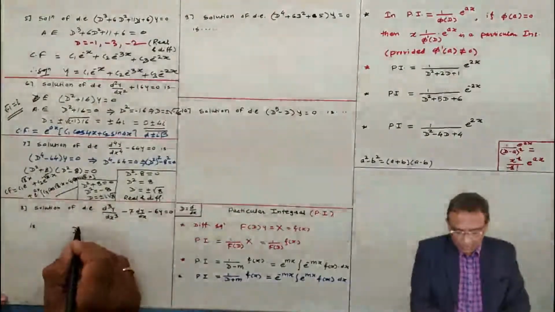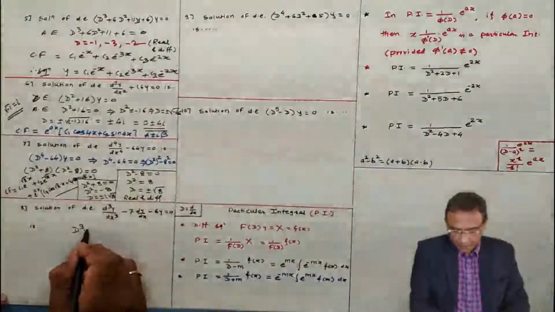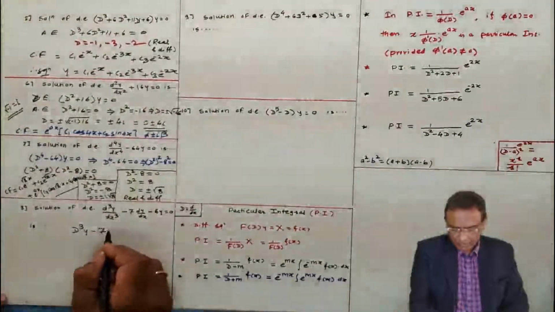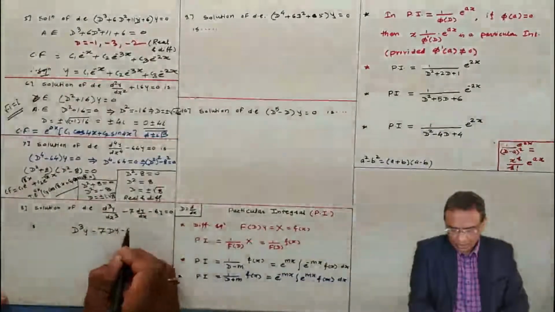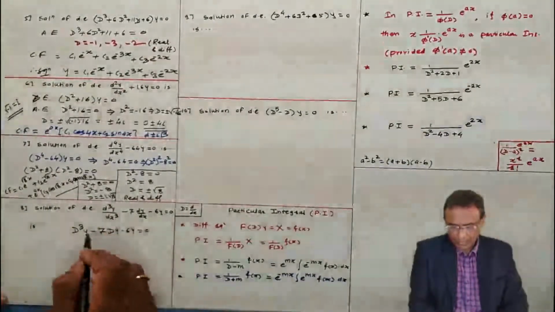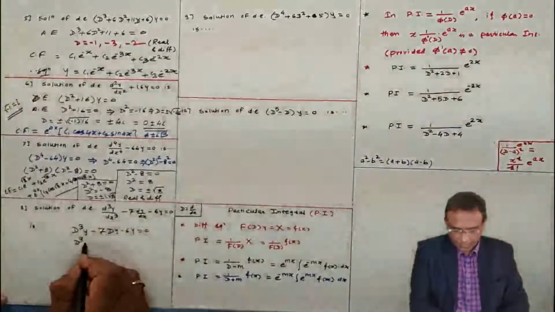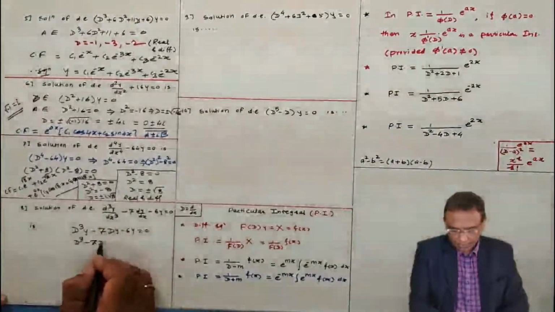Now, the solution of the differential equation is this one. See, this in terms of capital D I am writing. You can directly write the auxiliary equation also. D cube y minus 6y equal to 0. In terms of capital D, take y common.